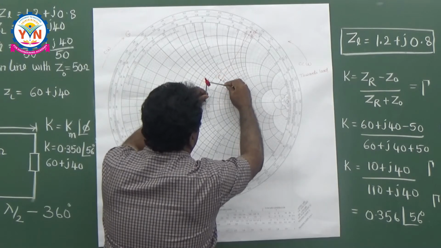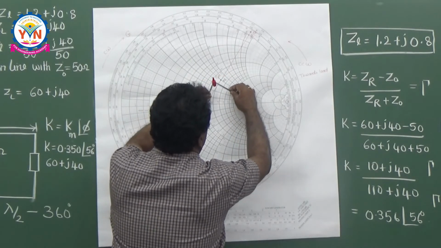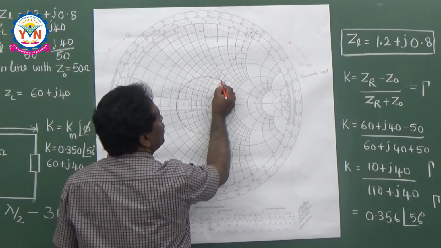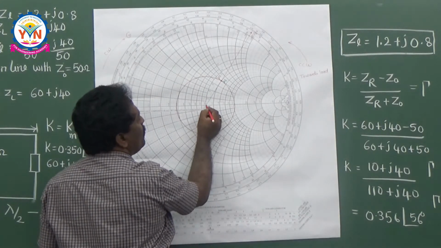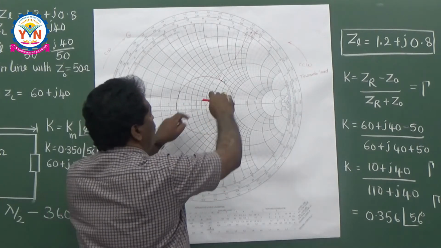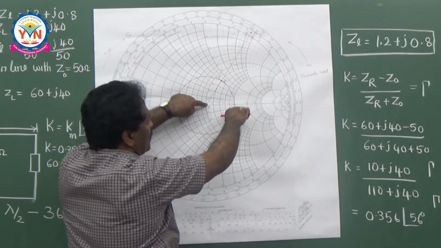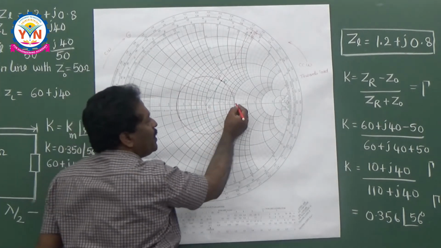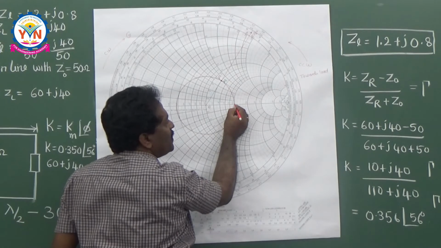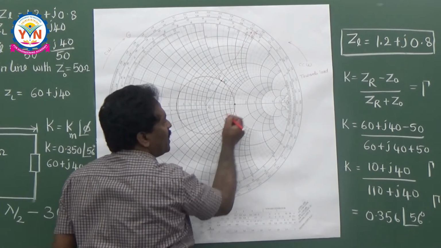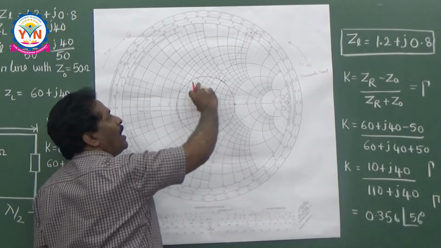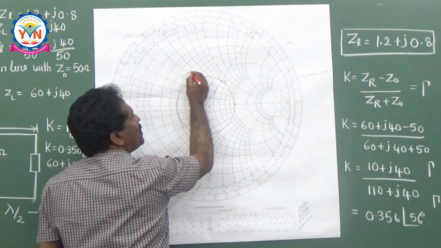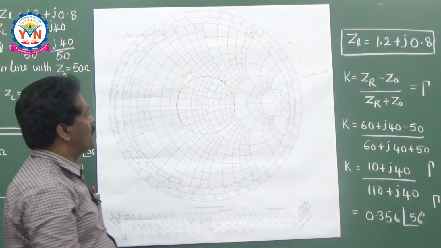Right. So how to draw the circle? Like this. After getting this normalization point here, take OP as a radius and take a compass here and draw the circle like this. Once you draw the circle, identify the point of intersection of this circle with this positive real axis. This circle is called the SWR circle, standing wave ratio circle, or reflection coefficient circle.